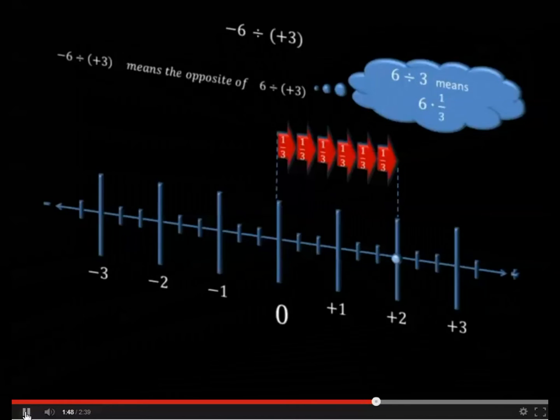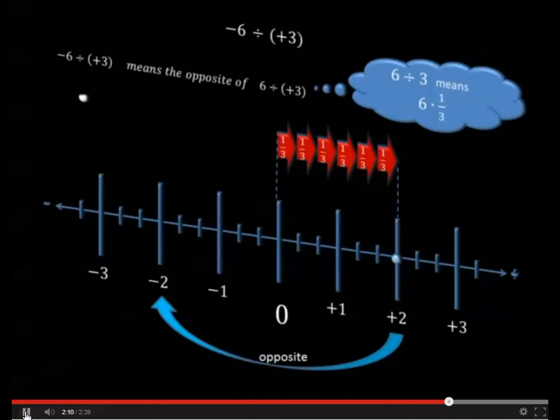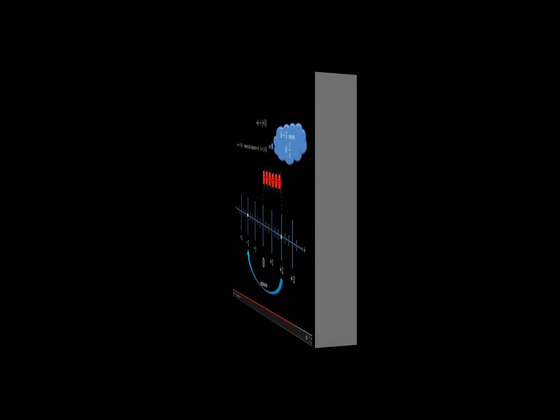But this is not the final result of our calculation. Remember, this value represents 6 divided by 3. We want the value of a -6 divided by 3. We want the opposite of this value as our final result. And the opposite of the +2 is a -2. And that is our final calculation value.